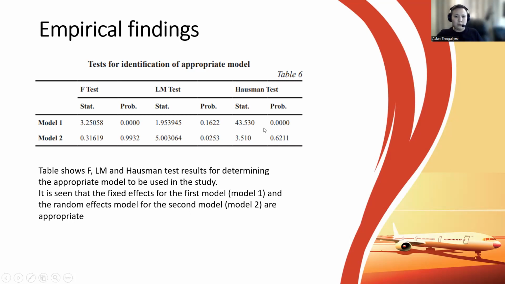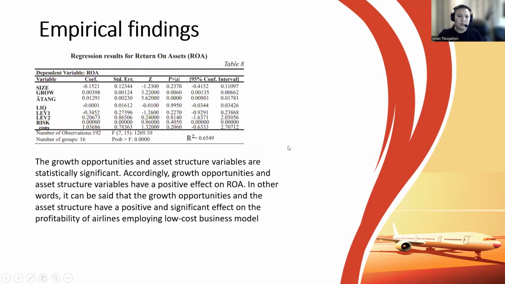And the p-value for model 1 is 0, meaning it's significant because it's lower than the 1, 5 or 10% level of significance, and a fixed effect model should be used. And for the second model, it's not significant, it's higher than the 1, 5 or 10% level of significance, and a random effect model should be used.